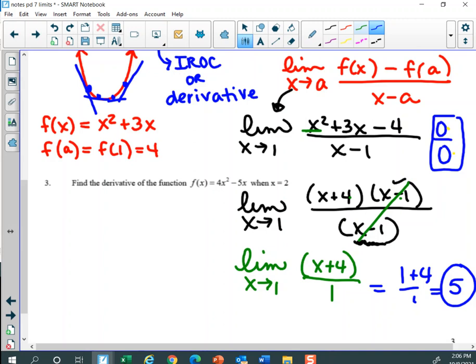Selena, question. So 5 is the answer. 5 is the answer. What's 4? Okay. I got 1 plus 4 over 1. So that's how I got 5. I took x plus 4 and I plugged 1 in for the x.